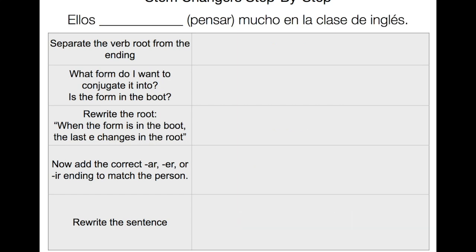Next sentence. Ellos, the verb is pensar, mucho en la clase de inglés.